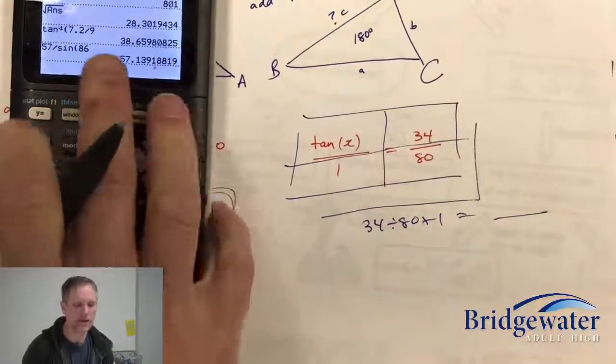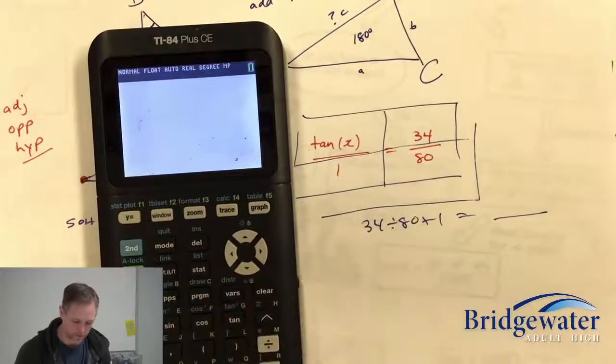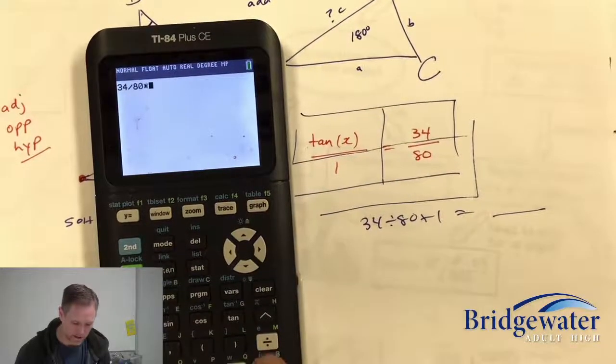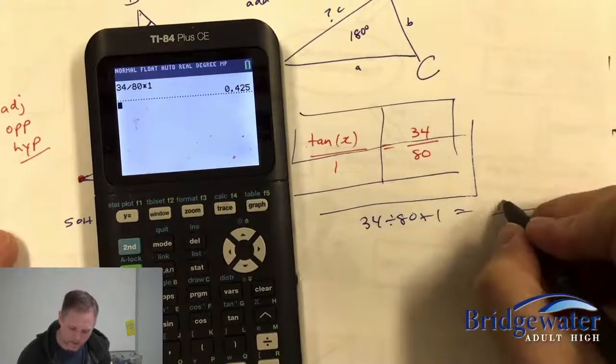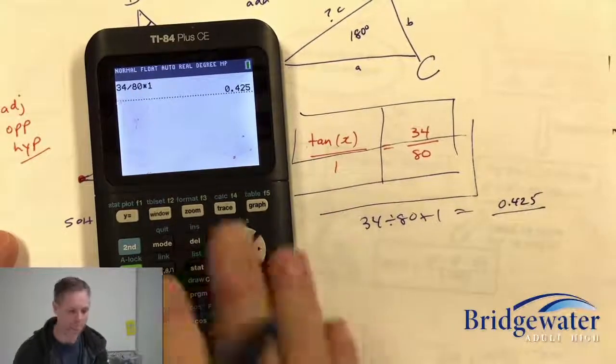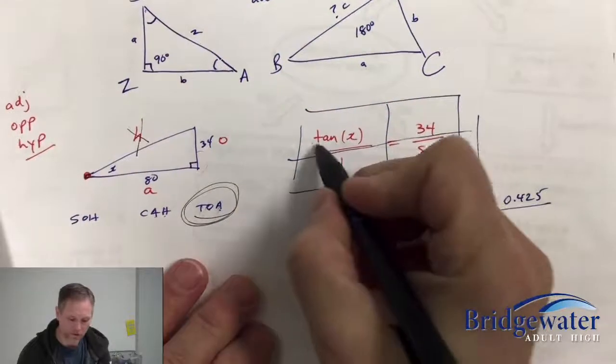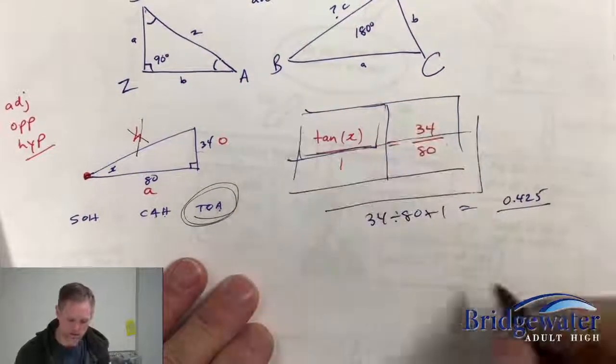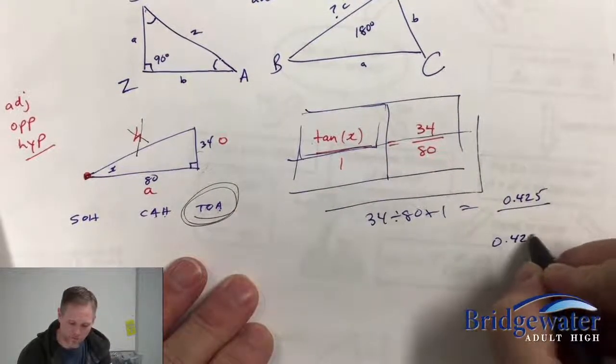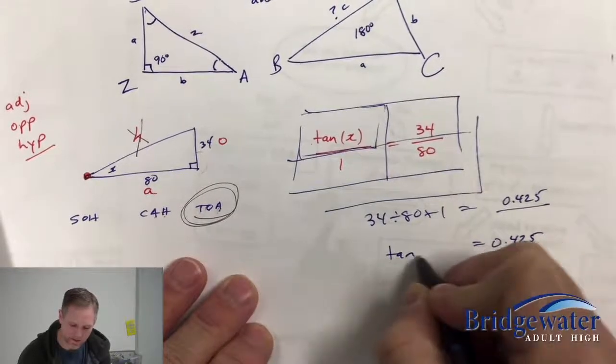That's not going to give us the right answer. Why are we doing it? Well, we're almost there. 34 divided by 80 times 1 is 0.425. Now, what we just figured out was this whole square. So 0.425 is equal to tan of x.